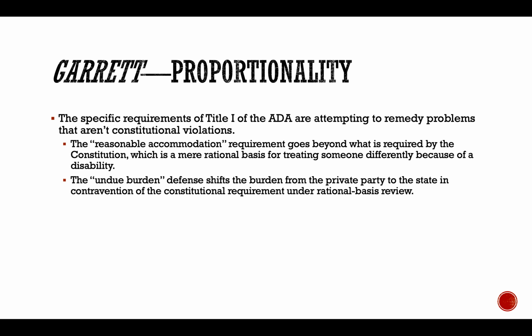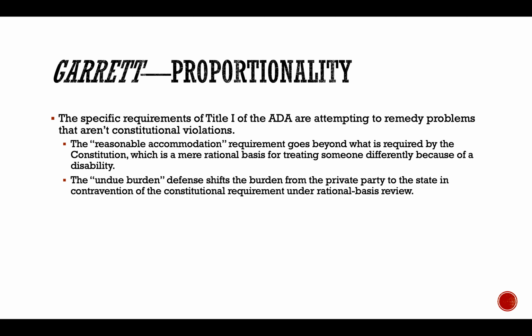And then there is a defense that you don't have to provide the reasonable accommodation. You don't have to put in the ramp if this would cause an undue burden. But under the statute, it's the employer's responsibility to show that the accommodation would be an undue burden on the employer. And the court says this shifts the burden from the private party to the state. And under rational basis review, which is all that is required by the Constitution, the burden lies with the private party. So this burden shifting, again, the court says, is far more than is required by the Constitution.